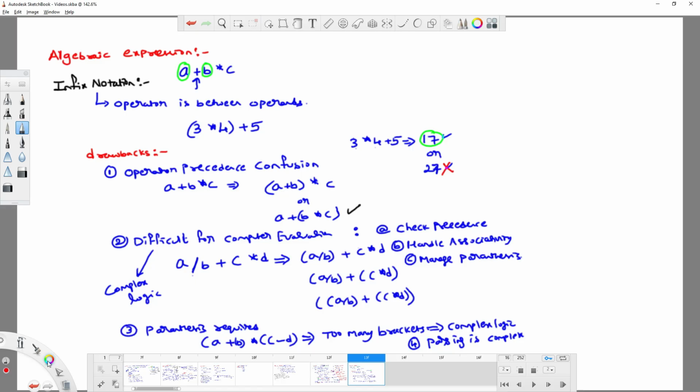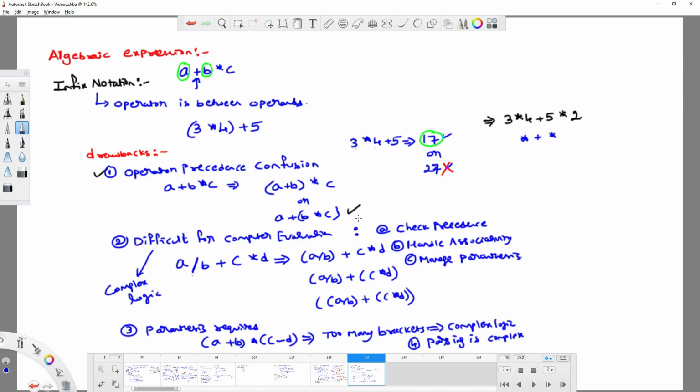For example, guys, try to observe this one: 3 * 4 + 5 * 2. This is a simple expression, but this particular example covers all the drawbacks. Observe it. First step, what do you have to do? You have to identify the operator precedence. What are the operators we have? Star, plus and star.